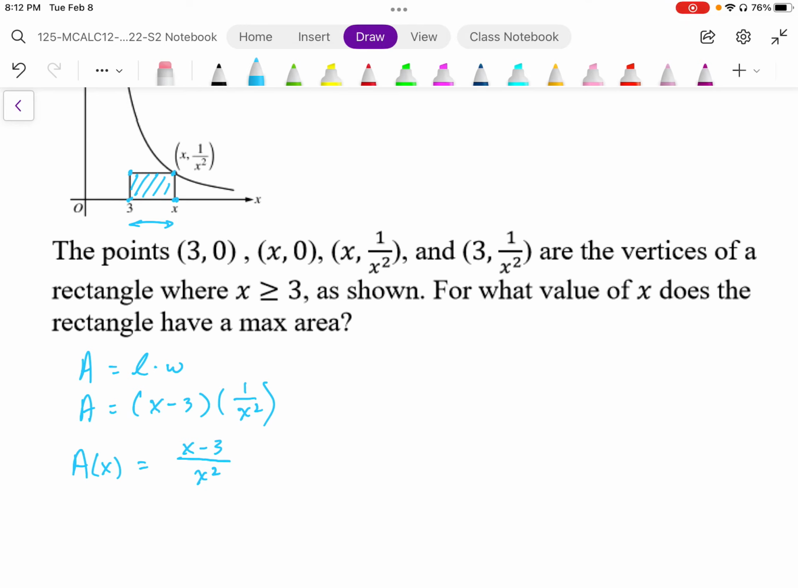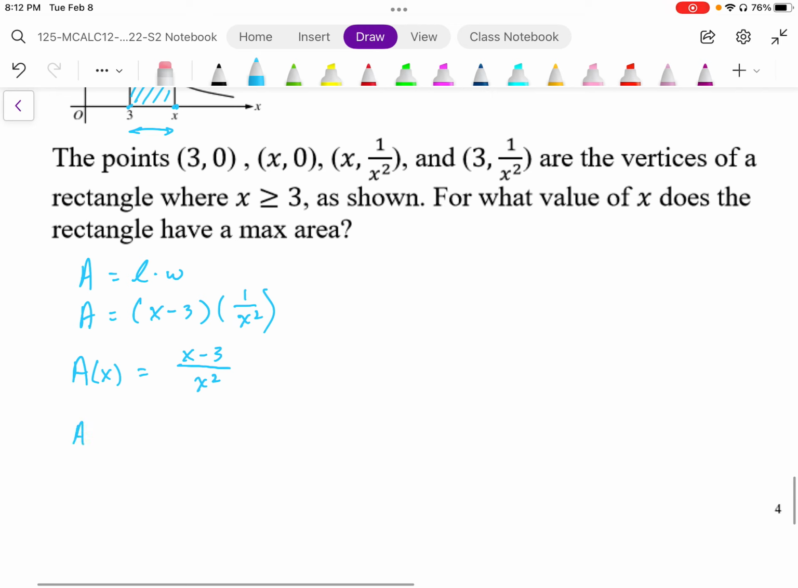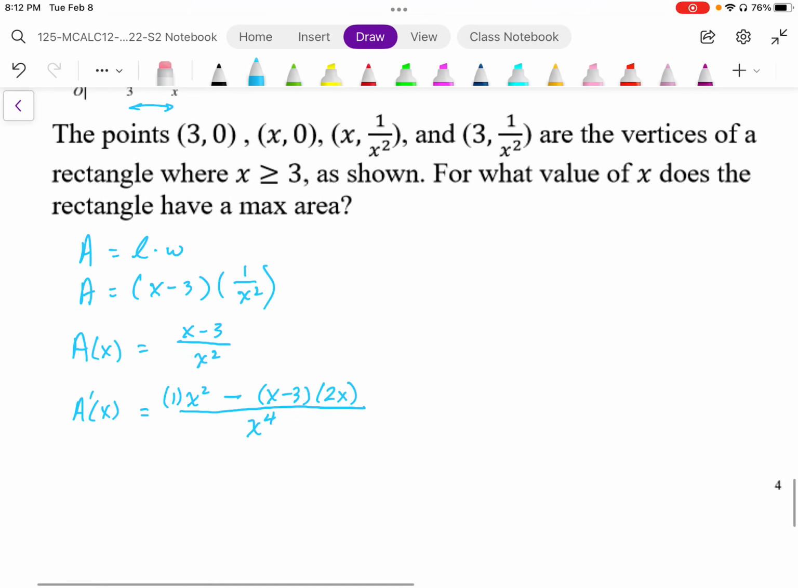I want to maximize this, so I need to differentiate and find where the derivative is equal to 0. First thing is differentiating this. I end up with x squared minus, using the quotient rule here, x minus 3 times the derivative of x squared, which is 2x. The derivative of x minus 3 is 1, and that's all over x to the power 4. So there's my quotient rule. So A prime of x is equal to x squared minus 2x squared plus 6x.